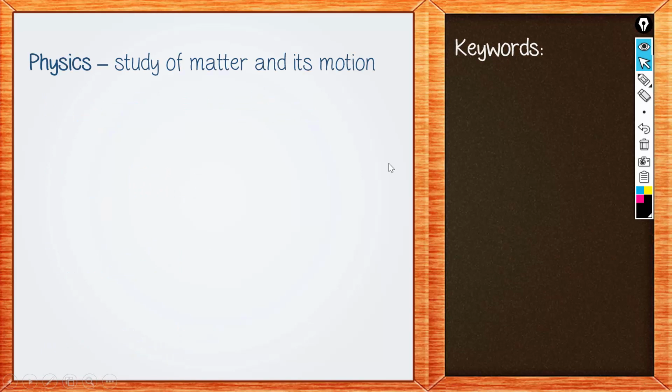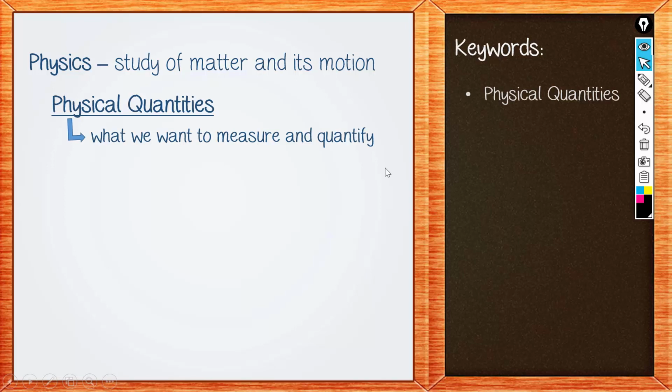Physics is a study of matter and its motion, so this involves a lot of measuring. Now, the things that we want to measure and quantify are what we call the physical quantities. Let's go right away to an example.